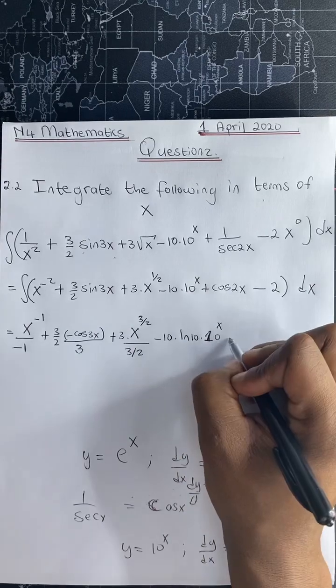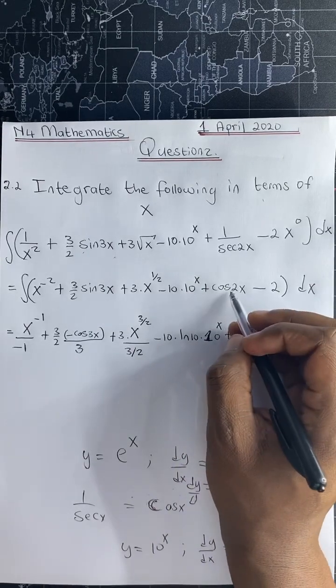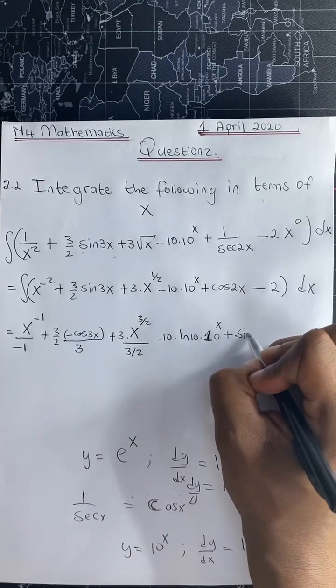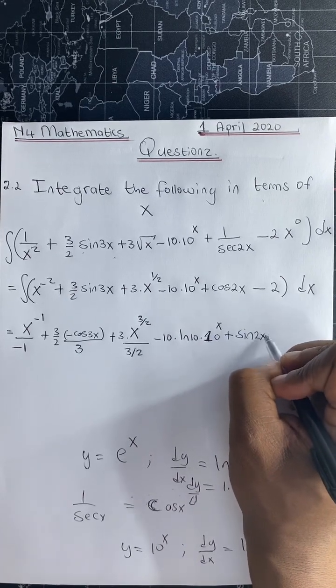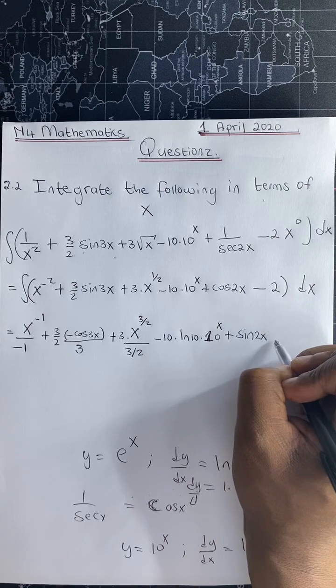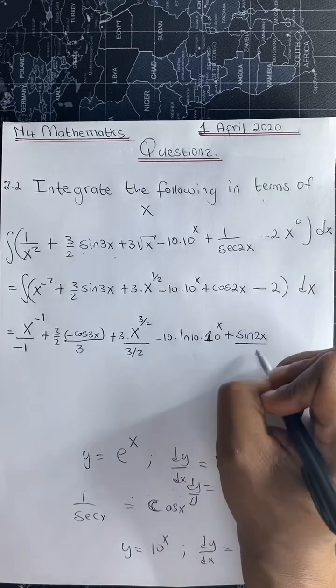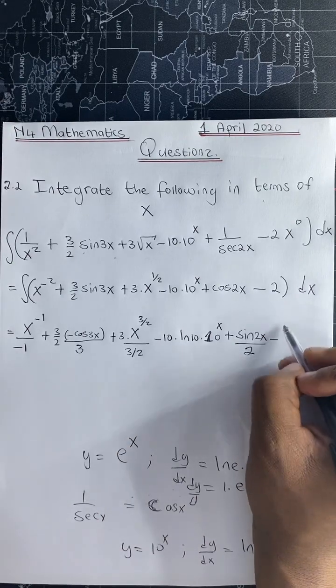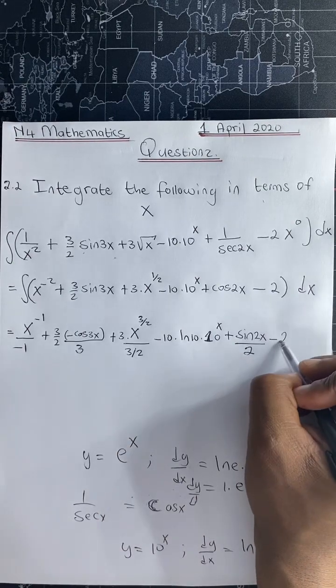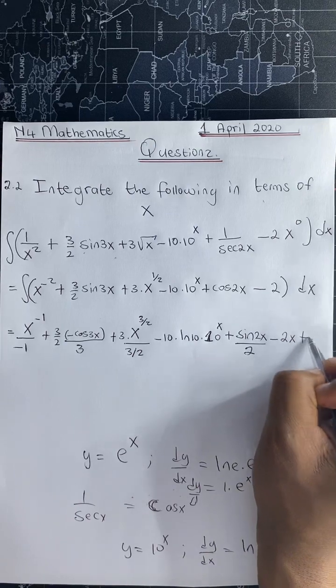raised to the power x, plus the integral of cos 2x, which is equal to sin of 2x. According to the chain rule, we differentiate the 2x and multiply it with the result, which was 2, but we are integrating, so we have to divide. Minus the integral of negative 2 will be equal to negative 2x plus c.